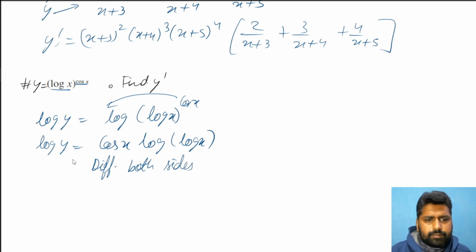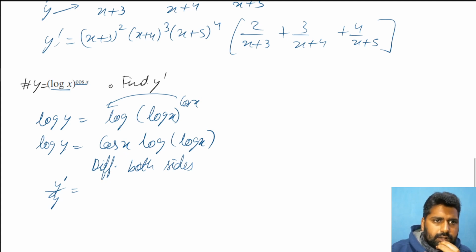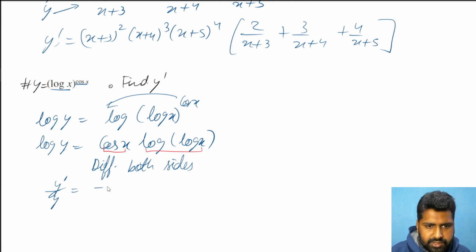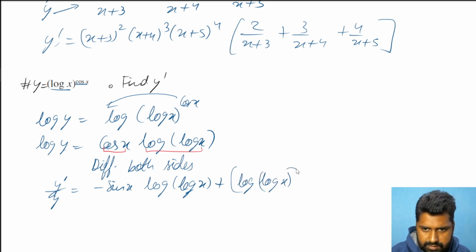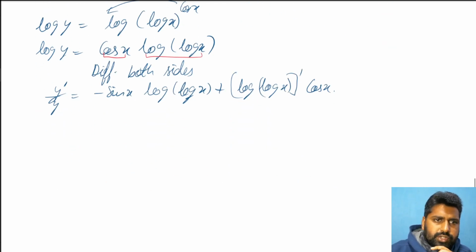Differentiate both sides. So log y differentiation, 1 by y into y dash. Cos x log (log x) is the product. So cos x differentiation is minus sin x log (log x), plus this time differentiation of log (log x), with cos x as it is. I'm just writing it, I'm not differentiating yet, I'll do it in the next step. Let's use chain rule. You should be comfortable with it now.